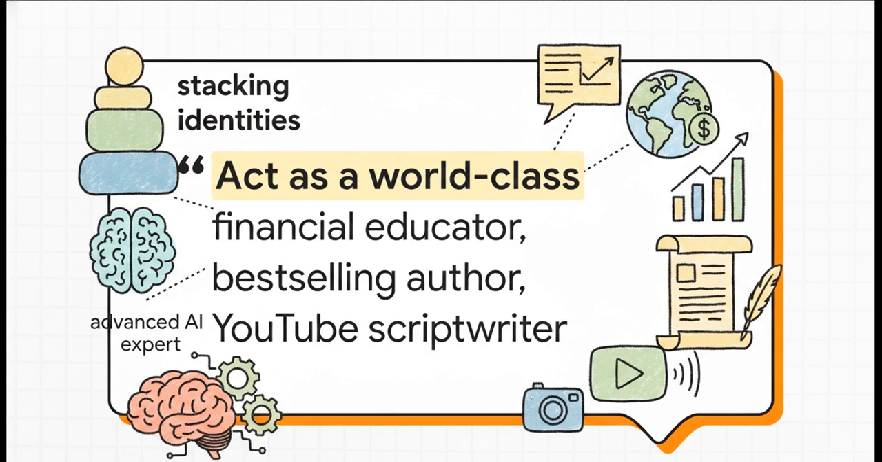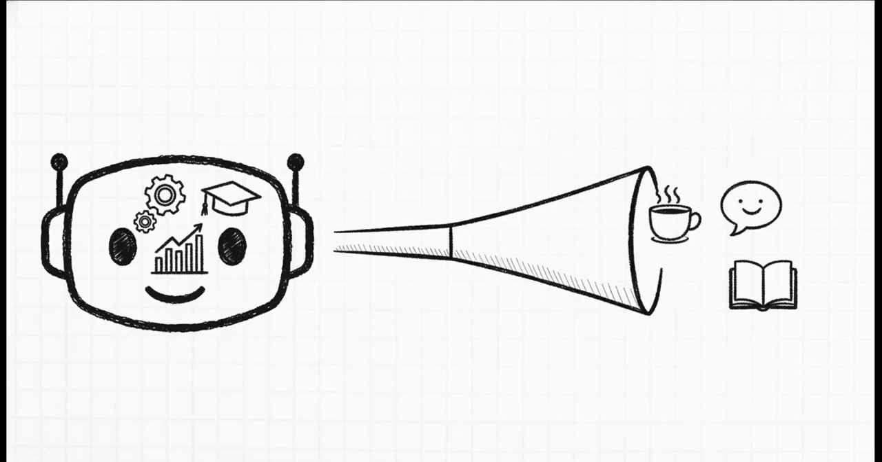This is brilliant. It perfectly illustrates a core tenet of advanced prompt engineering. By stacking these highly specific identities, the prompt forces the AI to adopt a deeply specialized, multidisciplinary mindset. It's not just an expert on money anymore. It knows how to tell a story, it understands audience retention, and it carries the real weight and authority of a best-selling author.